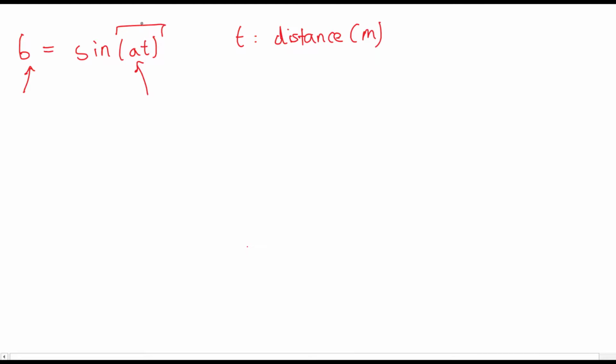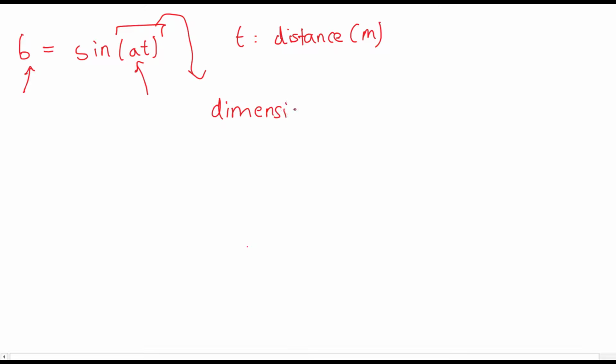Now, under dimensional analysis also comes questions like this. Let's say you've been given that b, some quantity, is equal to sine a into t, and you've been given that t is distance measured in meters. Now you've been asked what is the unit of a and what is the unit of b. So the important thing to know here is that for all trigonometric functions and exponential or log functions, the argument of the function, that is to say this part, is dimensionless.